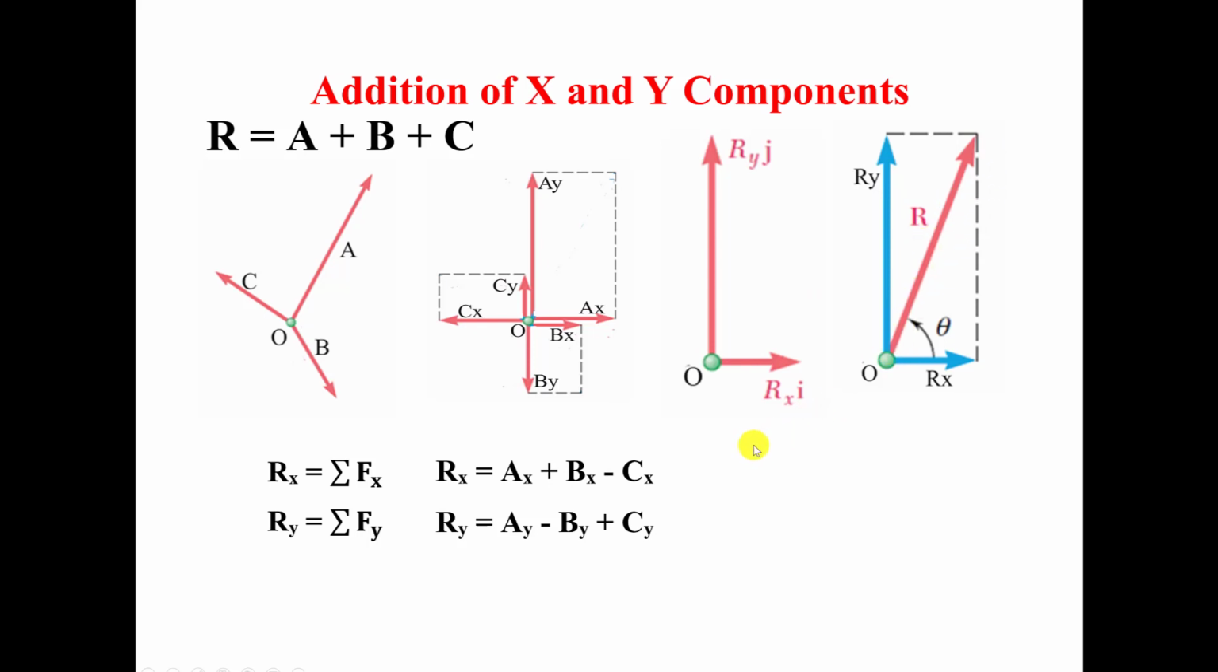But how to do it analytically? This is how to do it. To get R, it is the square root of Rx squared plus Ry squared. And to determine the angle theta, it is going to be tan minus 1 of Ry divided by Rx. And this is how we determine the resultant force using component magnitude and direction.